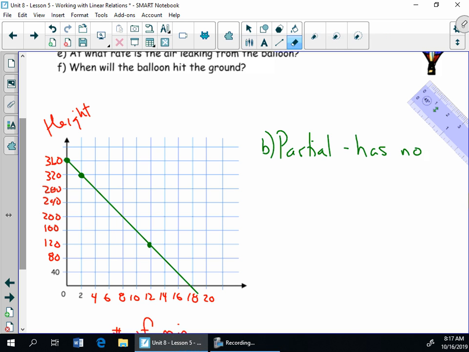Oops, it has an initial value. In fact, we know what it is already.